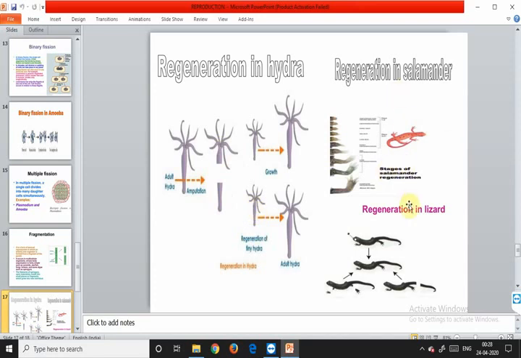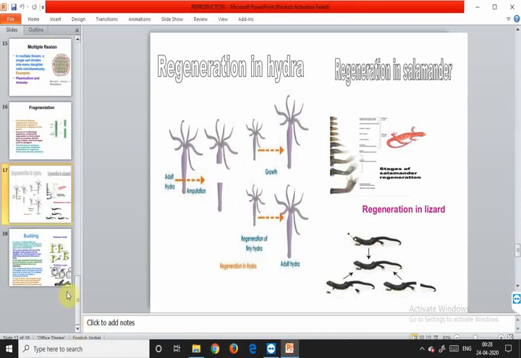Similar regeneration occurs in salamander also. We have seen in lizards that if they lose their tail, the tail is regenerated after a very small period of time.